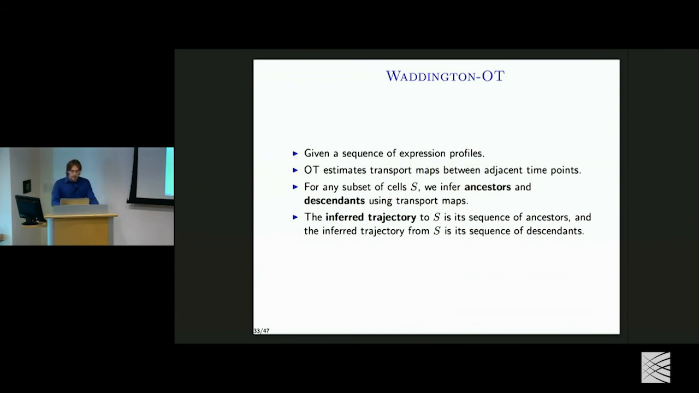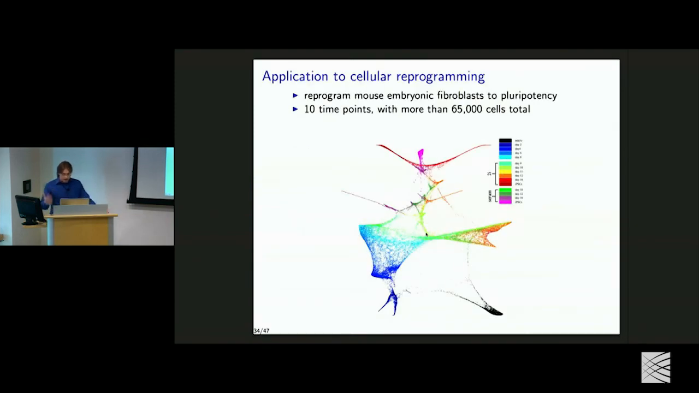So given a sequence of expression profiles, we do this just like I said, and the inferred trajectory is the sequence of ancestors, and the inferred trajectory from a set of cells is its sequence of descendants. Okay, and so now let's see what happens in this reprogramming data set. We have 10 time points with more than 65,000 cells total. And this is our empirical version of this developmental process.